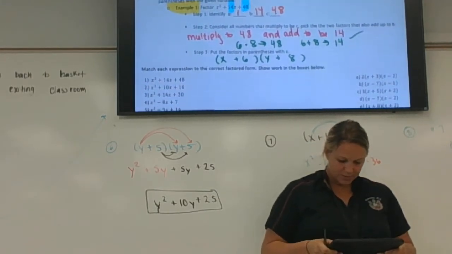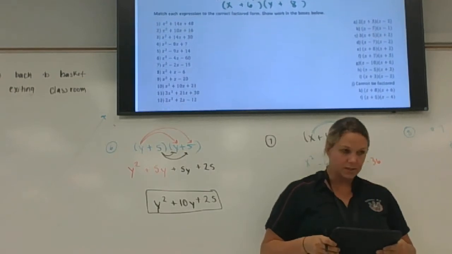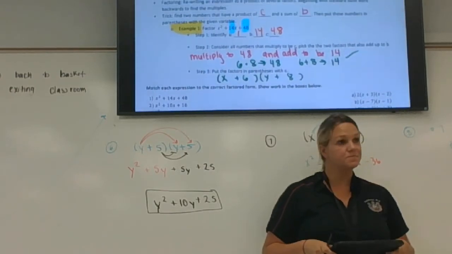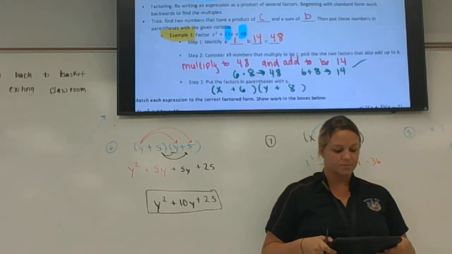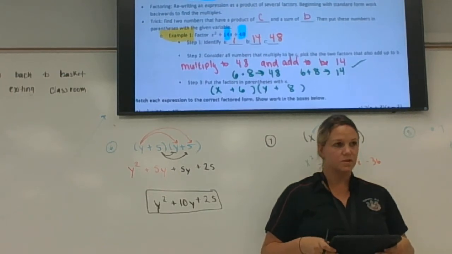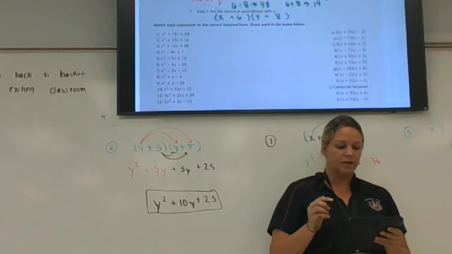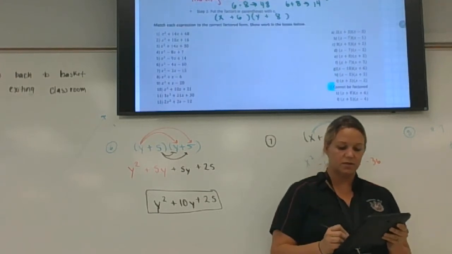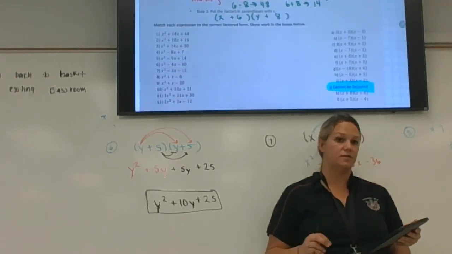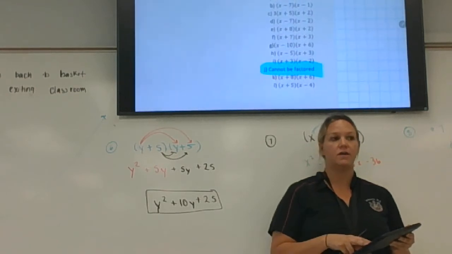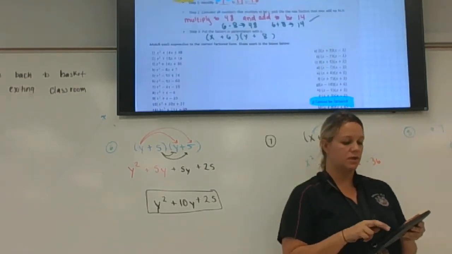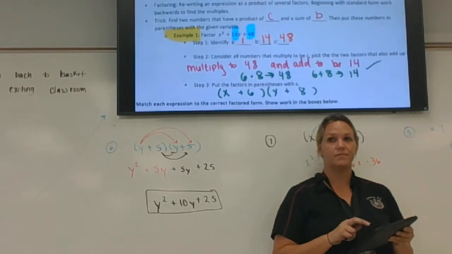All right, we're going to skip this middle matching. We'll come back to it another time. Yeah, Sarah. Then it cannot be factored. So if you can't find the numbers that work, you're just going to write cannot be factored. And they're definitely out there. Okay, good question. Who else has a question?